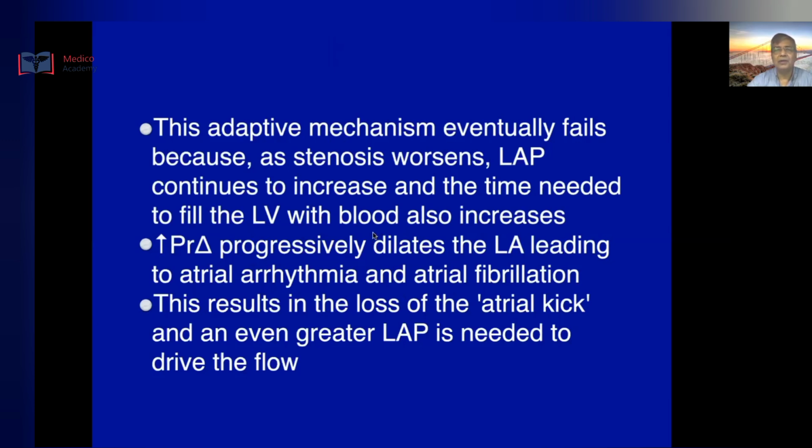With dilatation of the left atrium and the stretching of the muscle fibers of the atrium, the patient tends to go into atrial arrhythmia and atrial fibrillation. Once atrial fibrillation happens, it results in a loss of the atrial kick, because atrial kick is there during the end phase of diastole when the atrium contracts and the blood flows with pressure into the left ventricle. Now, with the loss of the atrial kick, blood tends to pool more and more into the left atrium. So the left atrial pressure increases even more.